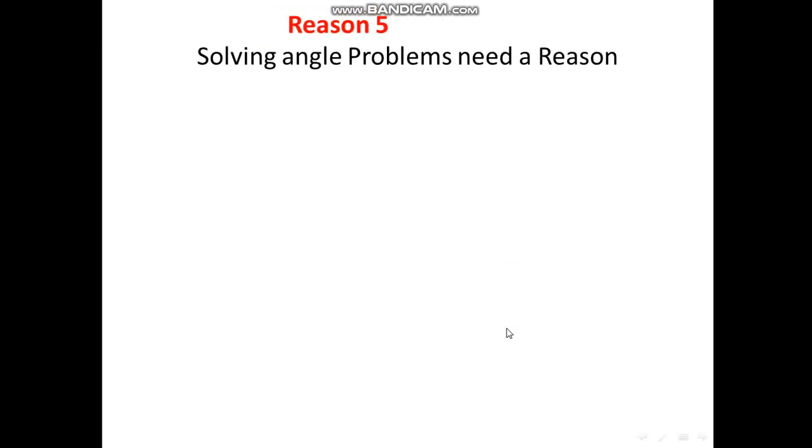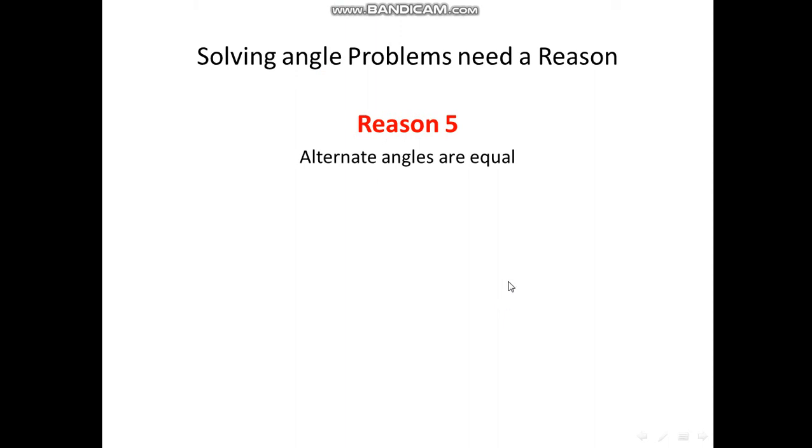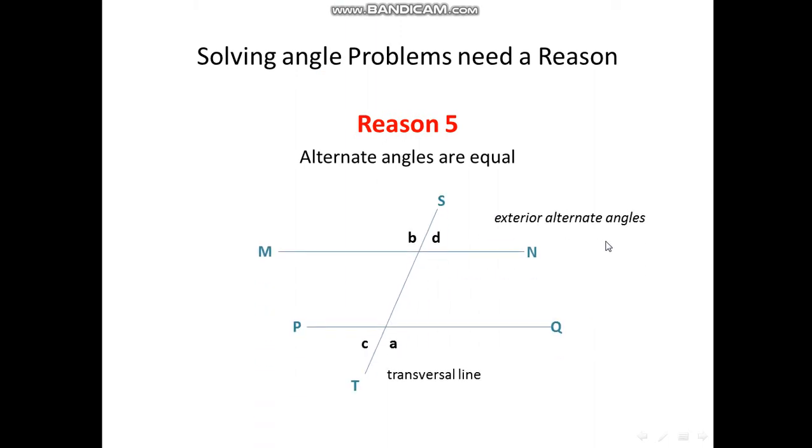So what is the 5th reason? That was heavy, really. Alternate angles are equal. What are alternate angles? We have 2, exterior and interior. Let us speak about the exterior alternate angles. They are also in the same position, but they are on different sides of the intersection.